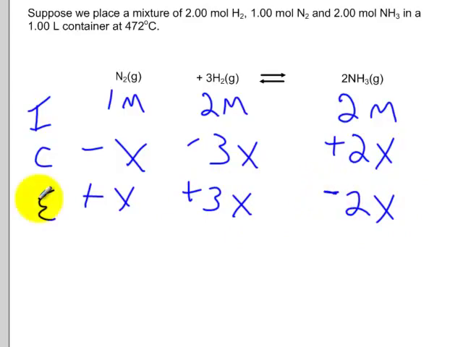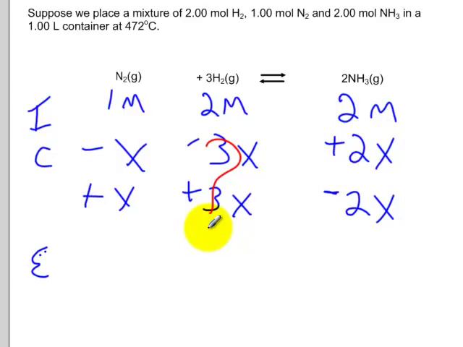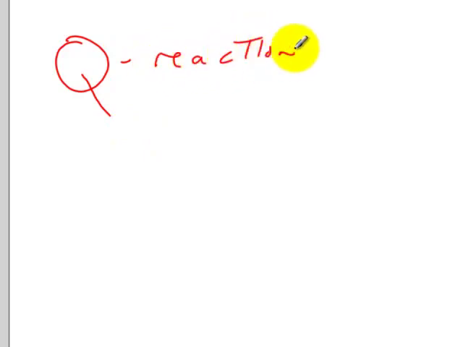before I get to equilibrium here. Which one's right? The answer is I don't know. The only way to know that is to calculate something called Q. Q is called the reaction quotient. Q is essentially K not at equilibrium.